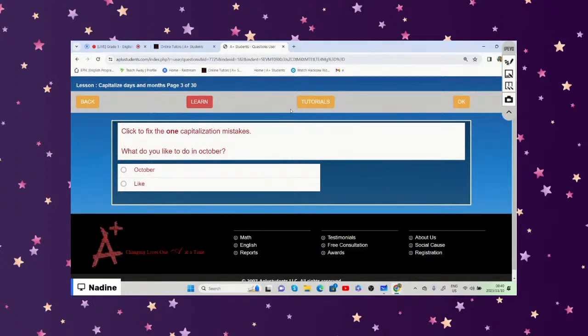We need to fix the capitalization mistake within the sentence. What do you like to do in October? So is it like or is it October that we need to fix? So October, and that's the month of the year.